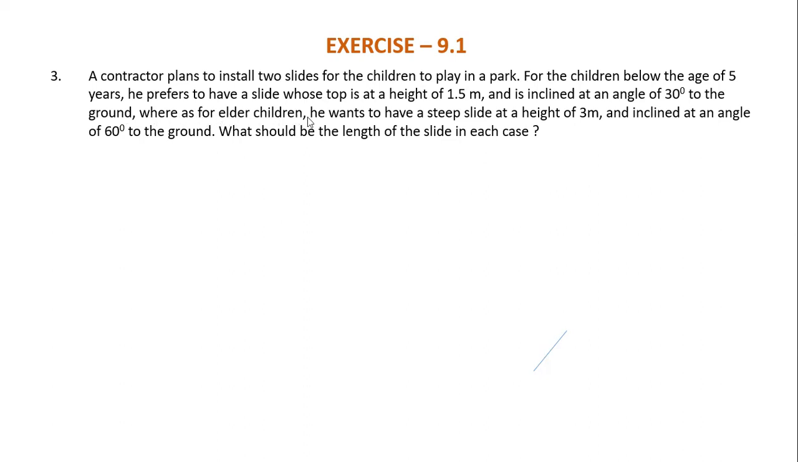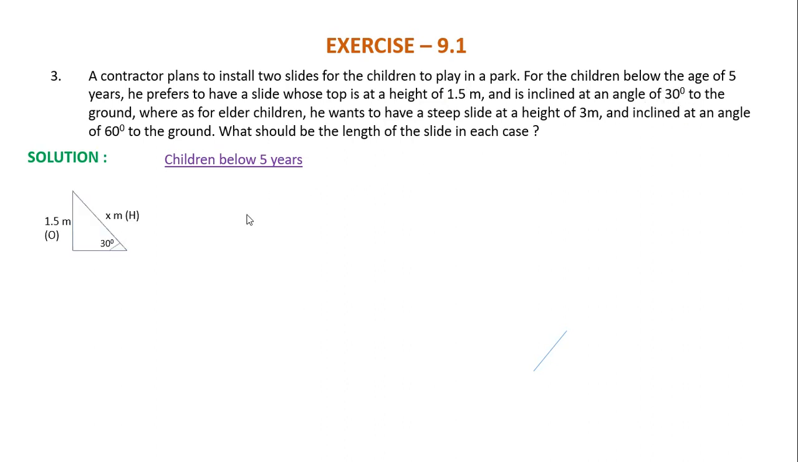Whereas for elder children, he wants to have a steep slide at a height of 3 meters and inclined at an angle of 60 degrees to the ground. What should be the length of the slide in each case? Okay. Now, children below 5 years. When you say children below 5 years, what is it? He wants to have a height of 1.5 meters and angle 30 degrees.